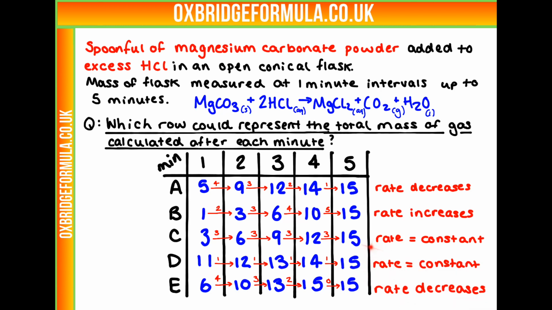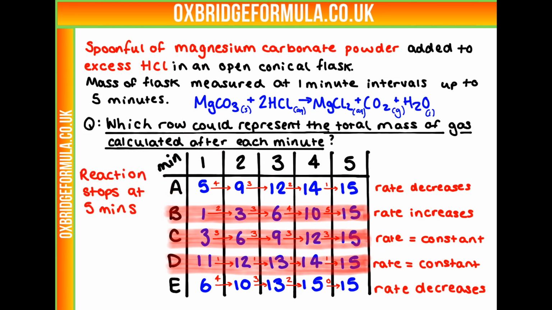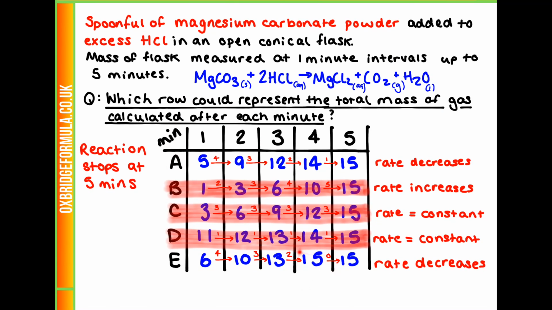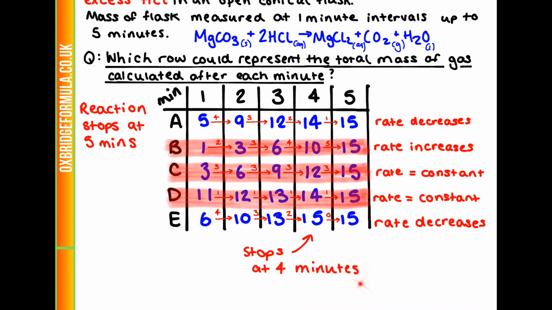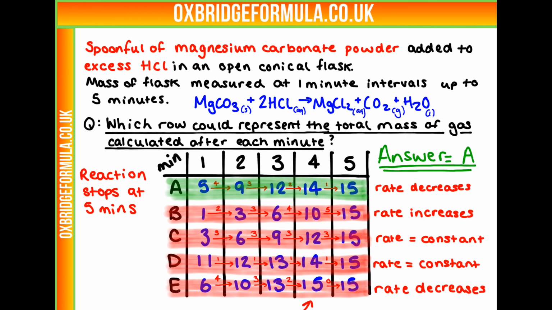And we know from our graph that we're looking for a decrease in rate, so we can cross out these 3 in the middle. So we have 2 possible rows it could be, our A or it could be our E. What is the difference between these two things? Well, it differs in when our reaction stops. We know in the question that our reaction is stopped at 5 minutes, but if we look down here, no more gas is produced after the 4th minute for E. The reaction is stopped at 4 minutes. Therefore, it cannot be this one. It must be A. So our final answer overall is A.